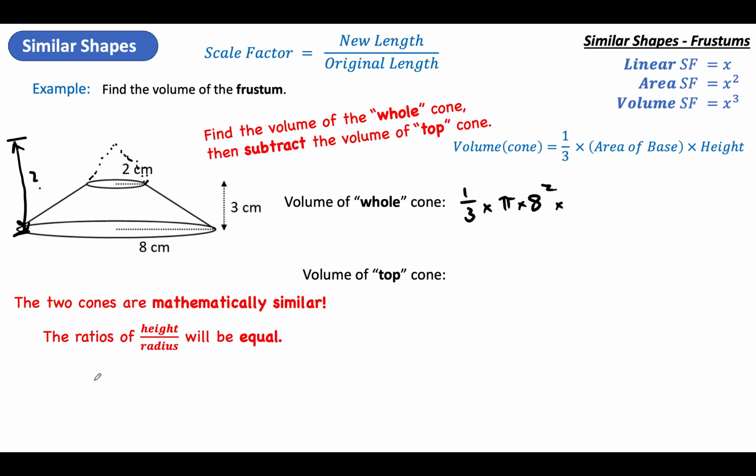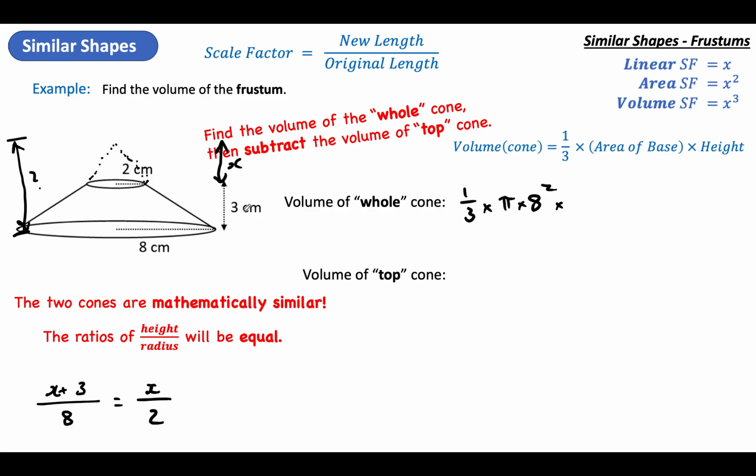So the height of the big cone, we're going to need to add a little bit of extra height on here to get the height of the whole cone. Now from the bottom to the top of the whole cone, the height is x plus 3. That's the height of the whole one. And the radius of the big cone is 8. And what about the height of the small cone? Well, the height of the small cone I've said is x, and its radius is 2.